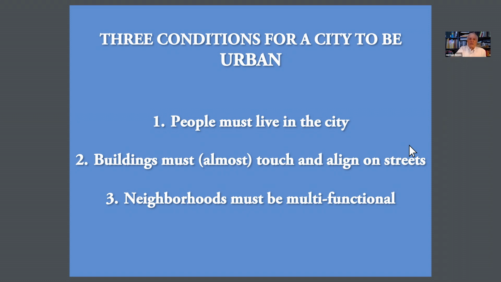And three, neighborhoods must be multifunctional. They're not single function zones, where Léon Krier, the well-known urbanist, described single function zoning as saying, today I will only eat peas, tomorrow I will only eat meat, etc. Neighborhoods need a full diet. They need to be multifunctional to enable people to live in them.